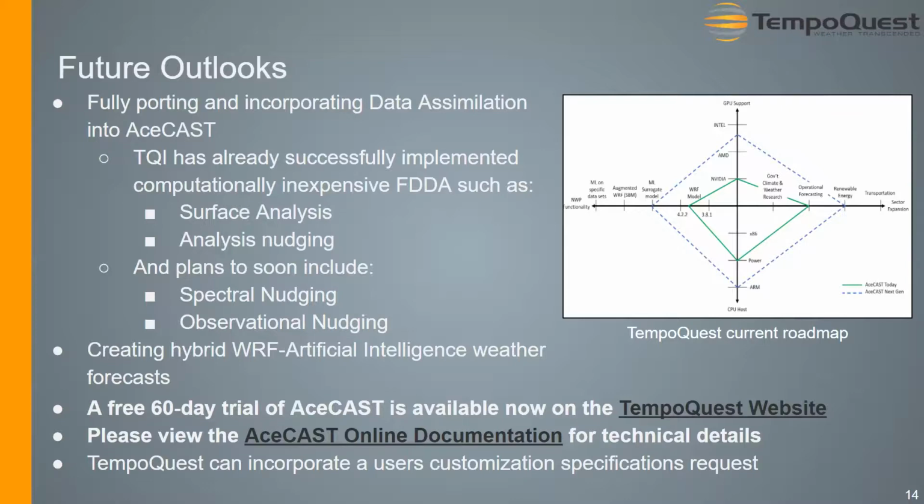We have customers in government, climate, and weather research, as well as operational forecasting, and are working with renewable energy companies. AceCAST supports the classic x86 Linux and Power architecture and is incorporating the ARM architecture. We are using WRF version 4 and are starting machine learning techniques, which will eventually transition to machine learning on specific data sets. For anyone interested, AceCAST is available right now.